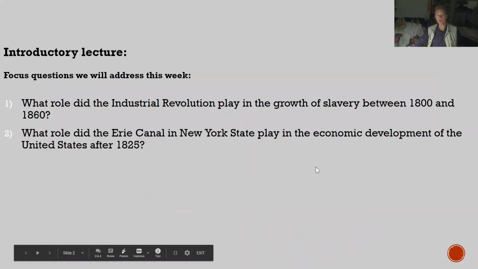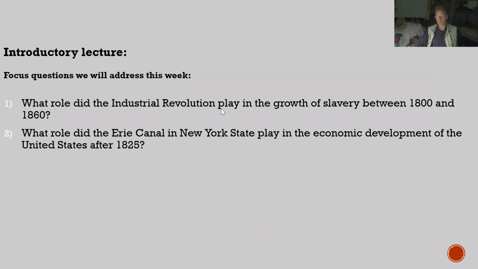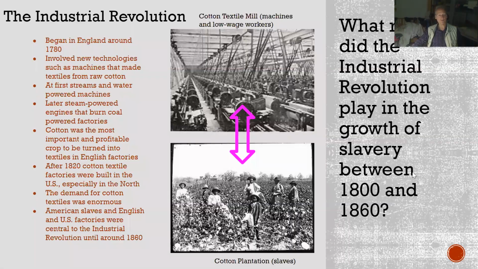Okay, so these are the two questions we're going to look at. We're going to first address the first question, the role of the Industrial Revolution in the growth of slavery. All right, let's turn to this slide.